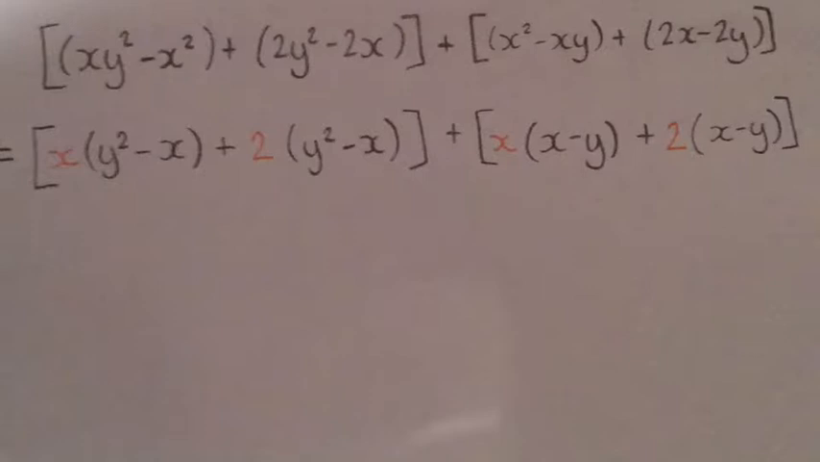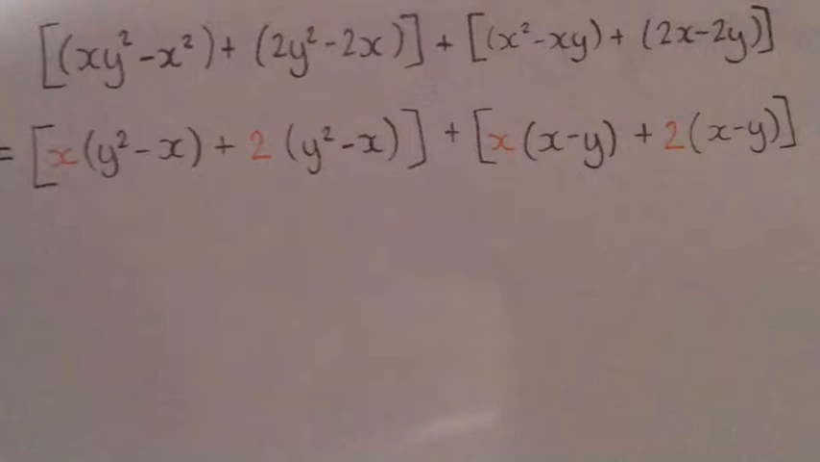To factor it, I'm going to take my greatest common factor, which is x. I'm going to take the x outside of the brackets so that I can multiply it by everything that's inside of the brackets. You should get x bracket y squared minus x.